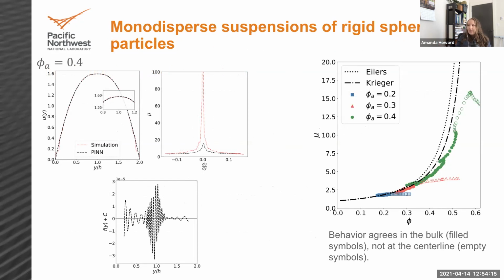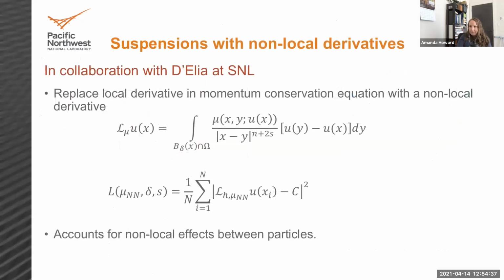And what we can see is at the center line, the results that we're getting from our neural network for the local model are diverging from the analytical viscosity profiles. And in some cases, they're actually decreasing, which is a little bit surprising. So this tells us that we're missing information here. We're missing information at the center of the channel due to those non-local effects.